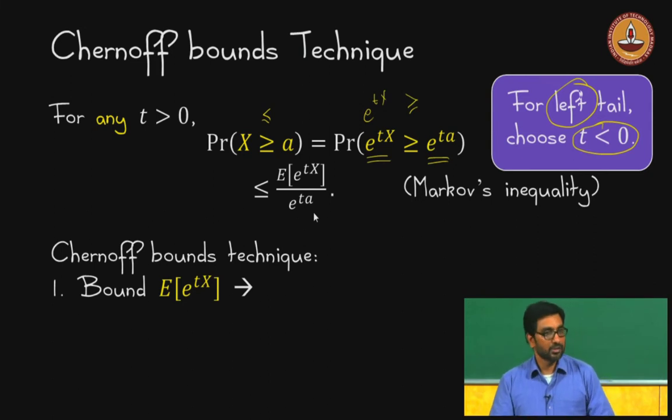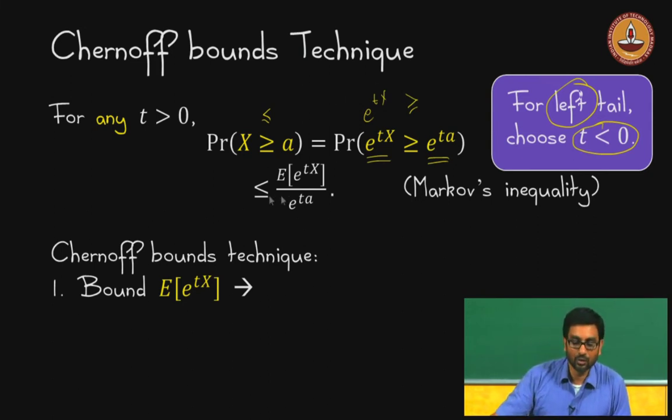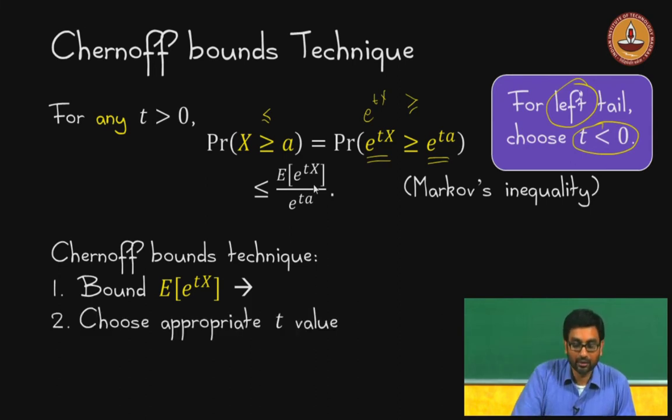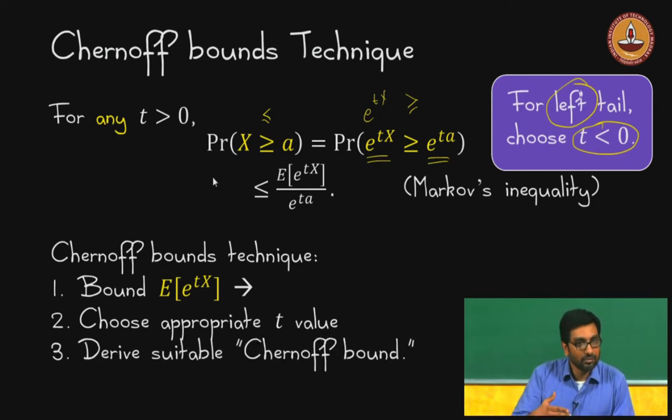So, now we have to complete the story. We need a good bound for this numerator over here, the expectation of e to the t x, and that is something we will focus our efforts on. But if we have the right bounds for the numerator, we can play with the value of t. This is true for any t greater than 0, which means that for the best bounds you may need to choose the right value of t. And then hopefully the terms will cancel out nicely and you will get a bound, that is a Chernoff bound.